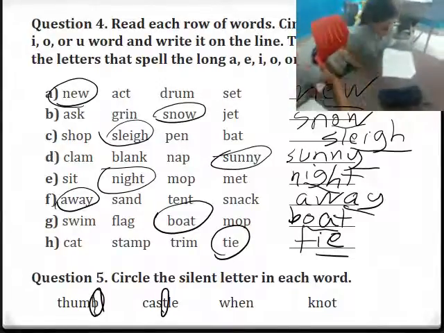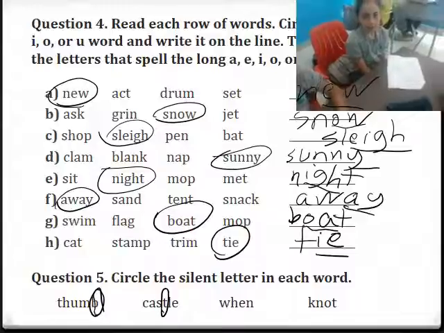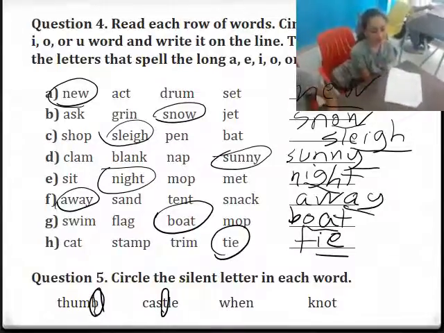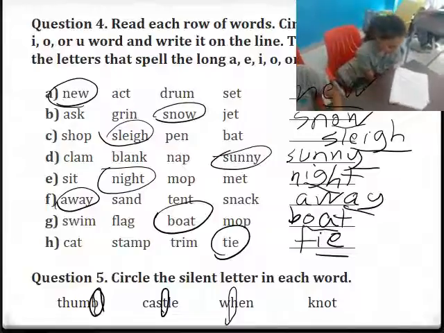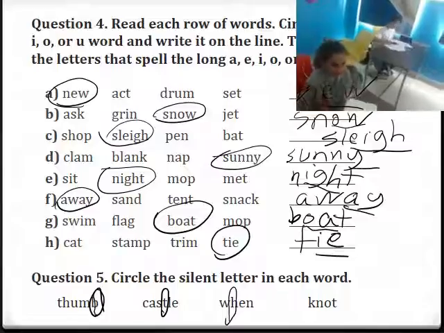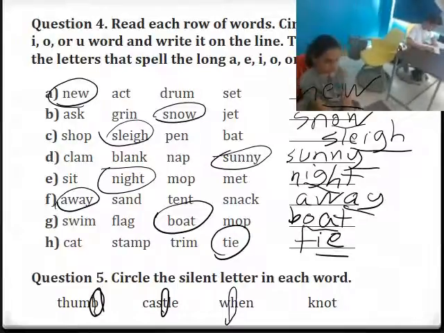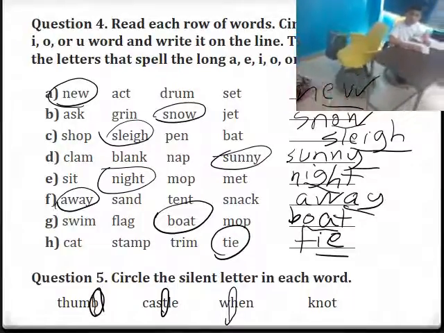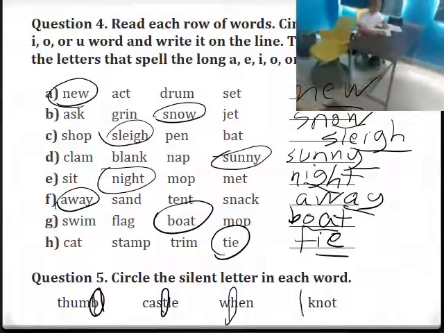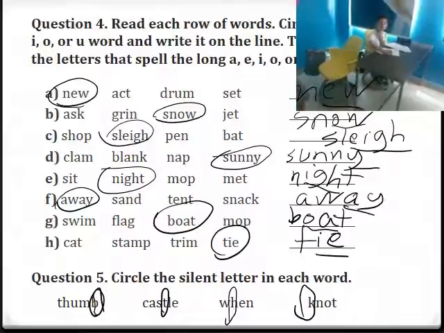Next one, Tia. When. Okay, where's the silent letter? H. Very good. So we circle H. Next one, Amjad, read it. Raise your voice. Okay, where's the silent letter? Okay, very good. Good job, everyone.